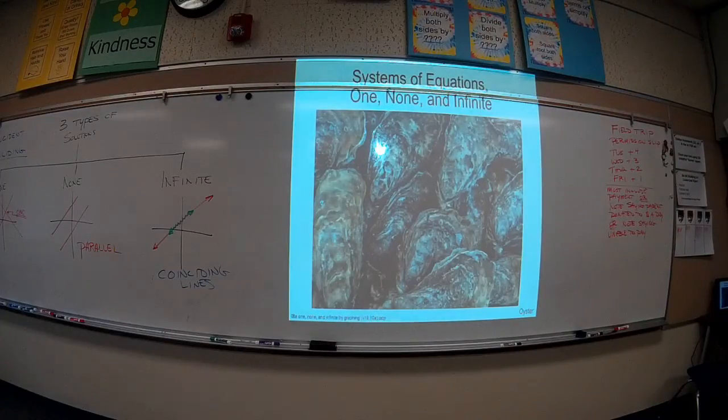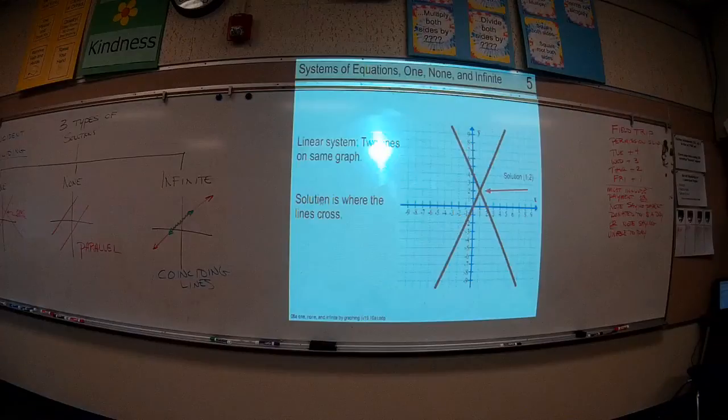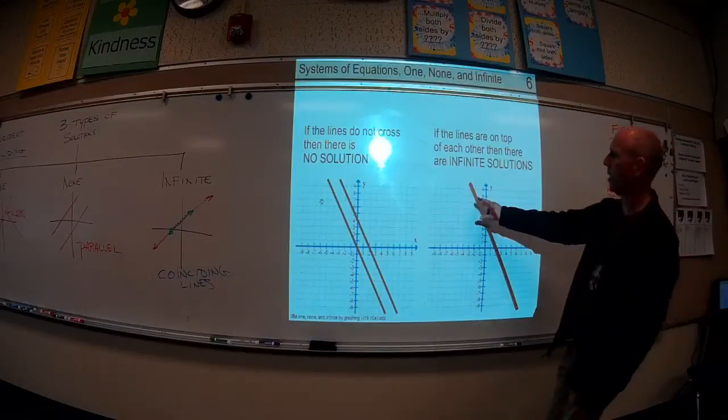Nice. And let's do a couple of graphs. How many solutions right here? One. How many solutions right here? None. How many right there? Infinite.